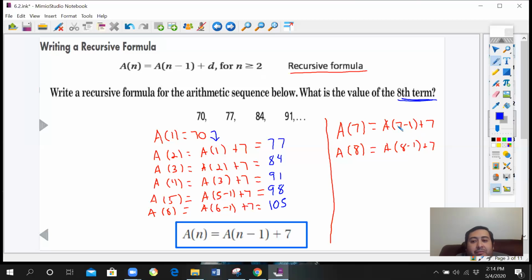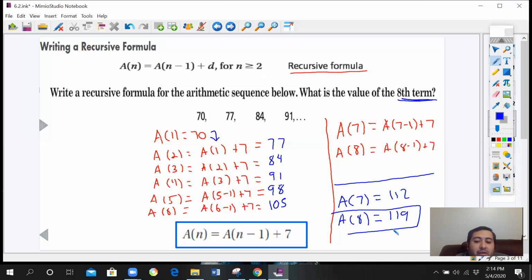Then the seventh term, 7 minus 1 will give us the term 6 plus 7. So 105. Since I ran out of space, I'm going to put it here. 105 plus 7 is going to give us 112. And your term 8 is going to give us the previous number, 112 plus 7, 119. So that's going to be your eighth term, 119. And this is your formula on the bottom.